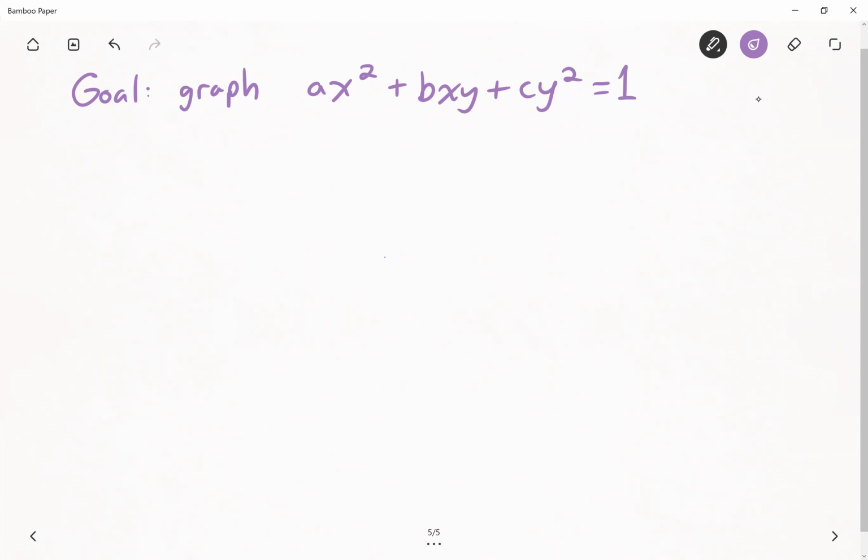So again, I just want to remind you of the ultimate goal here. The goal is to understand how to graph functions of the form ax squared plus bxy plus cy squared is equal to 1. Right, so now we know if we have an x squared and a y squared term, we know how to graph that. But what effect does this term in the middle, this xy term, have on the graph of the function? And it turns out one way we can really understand what's going on is by the use of matrix algebra.